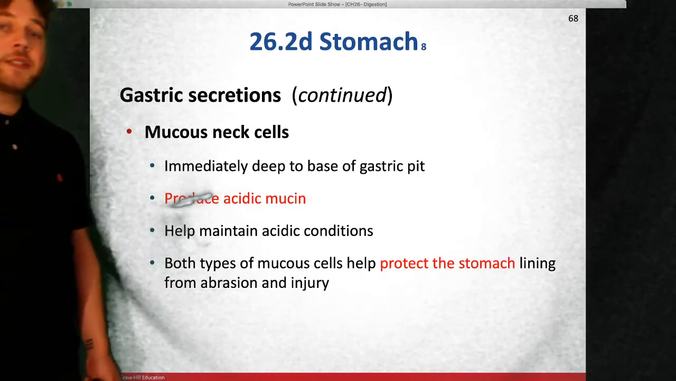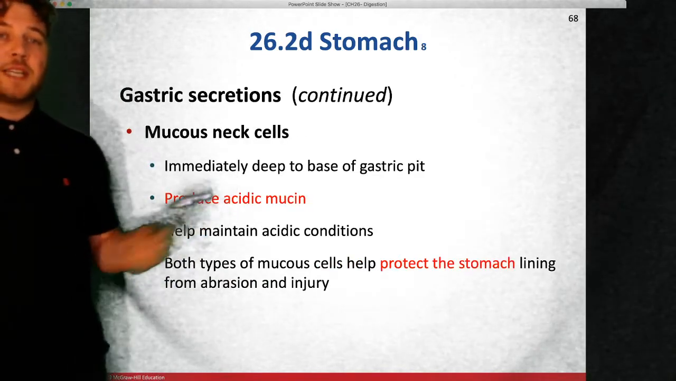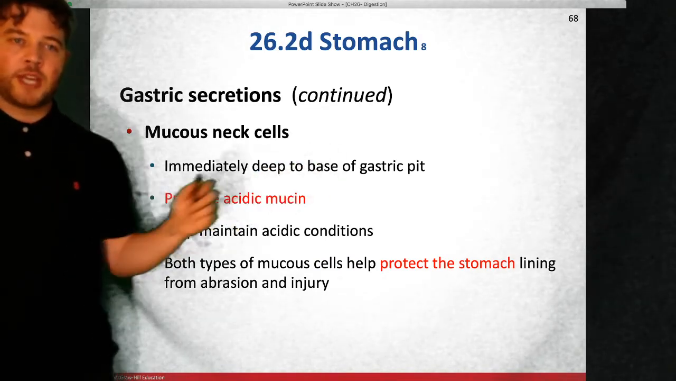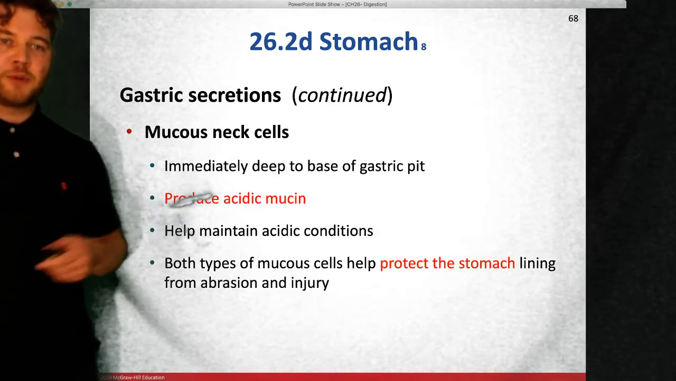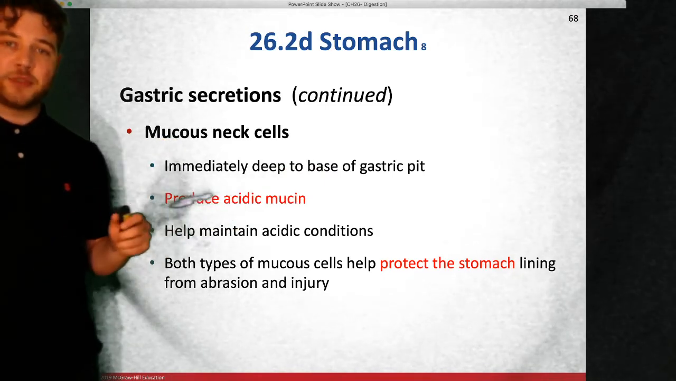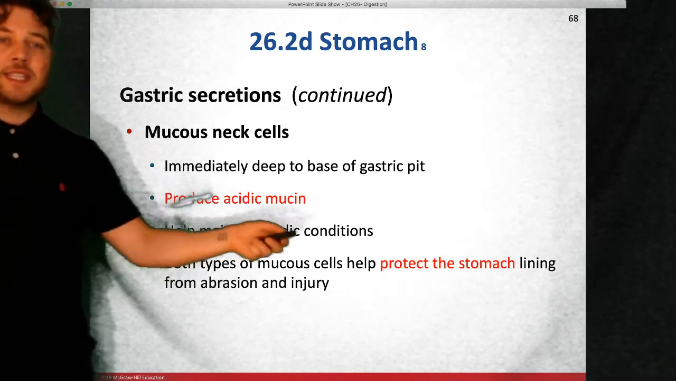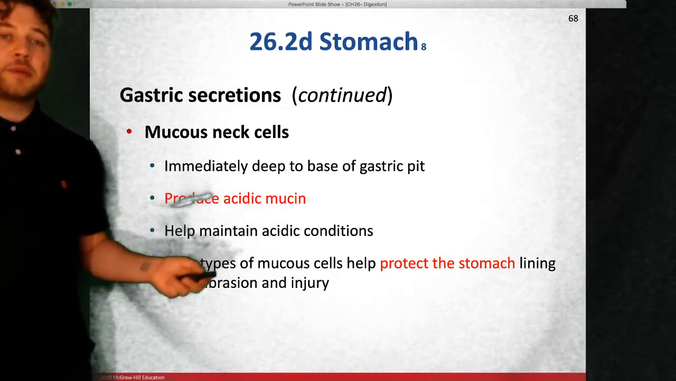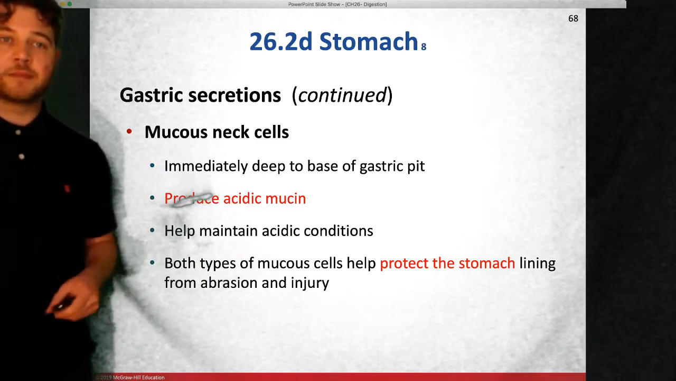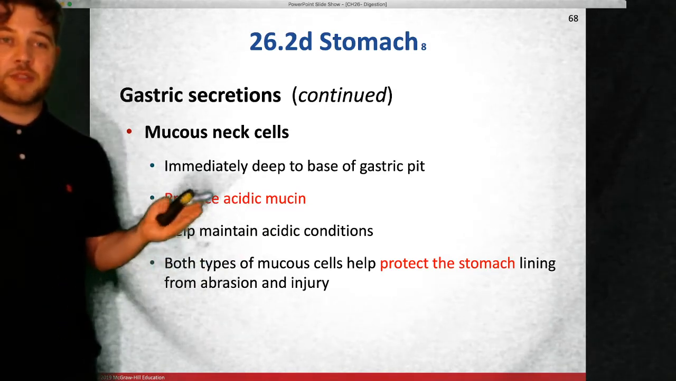The mucus neck cells are immediately deep to the base of the gastric pit. I'm not so concerned with their relative location in the gastric pit. What I think is much more important is what is their name, what are they producing? These produce acidic mucin, maintaining those acidic conditions. And both types of mucus cells help protect the stomach lining from abrasion and injury. So those are the basic things that I want you to know. What are they producing? What is its function?